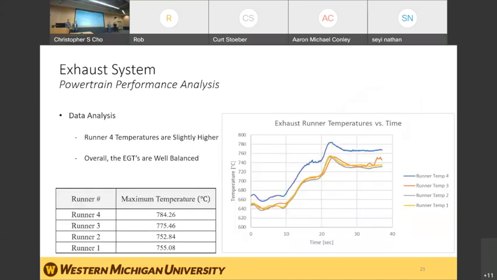So the exhaust gas temperatures versus time were plotted from a steady state run at 11,000 RPM, and they're shown here. You can observe that runner 4 is consistently slightly higher in temperature than the other 3 runners. This may lead to the assumption that you could enrich the cylinder to bring the temperatures to be more balanced. However, overall, the EGTs are within 30 degrees Celsius, where usually our target is about 100 degrees, so they're pretty well balanced. The maximum temperature was about 784 degrees Celsius. So this method should be used for tuning on future vehicles. This is a benchmark for that.